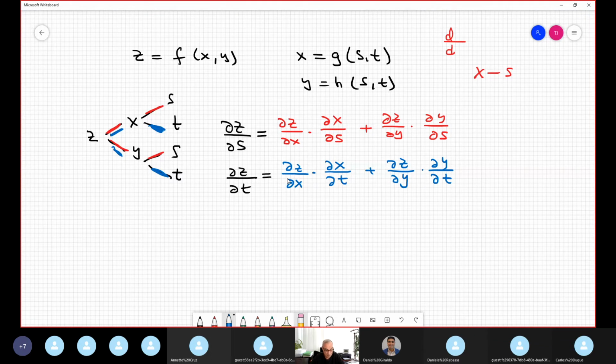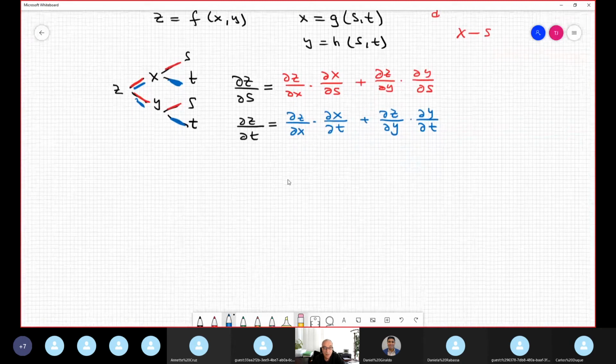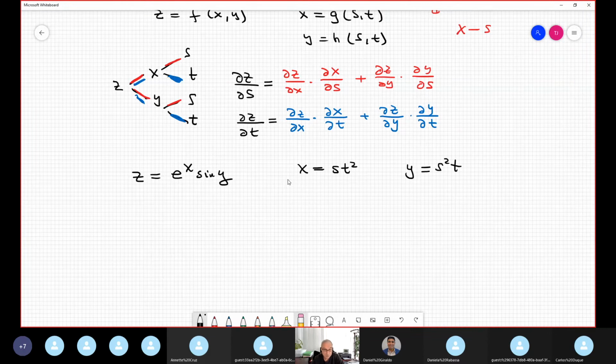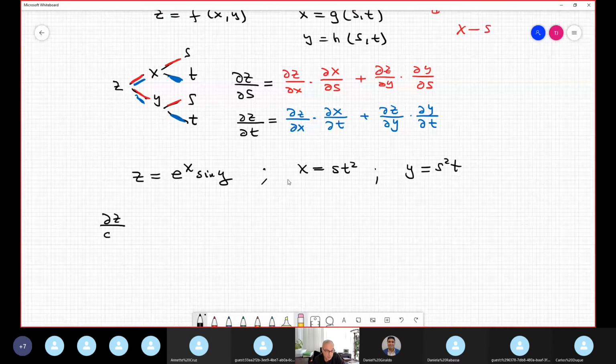Let's do an example. Easy example, no big deal. To understand, this is the case in which we have two independent variables. Suppose the example z equals e to the x sine y, and we have x equal to s t squared, and y equal to s squared t. This is the function, and you need to find the partial of z with respect to s, and also the partial of z with respect to t.